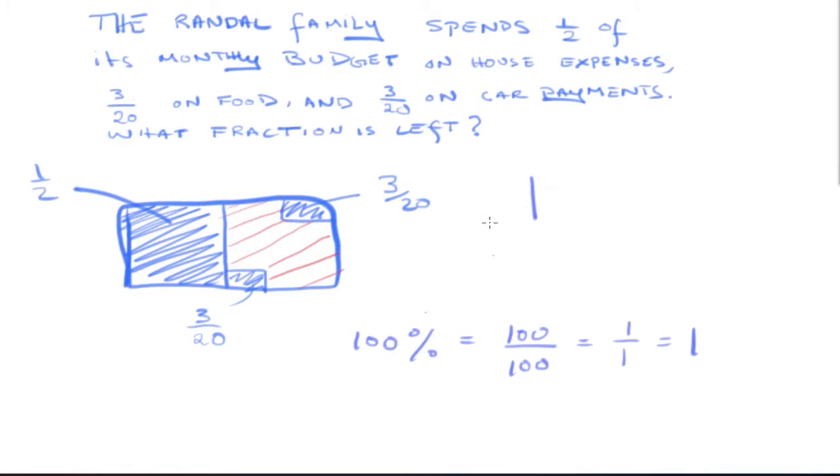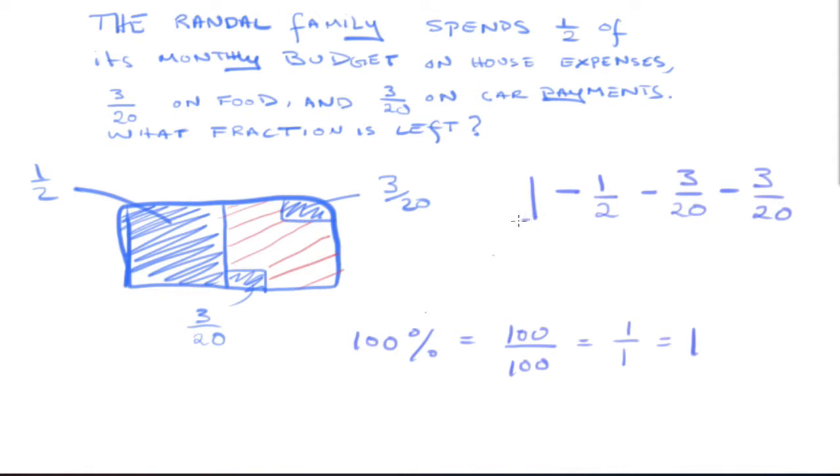So if I start off with 100% of the budget, I have one budget. And then I take away from that half for house payments, and again I take away 3/20ths for food, and another 3/20ths for car, then whatever's left over from this subtraction, whatever's left over is that red piece that is our leftover budget.